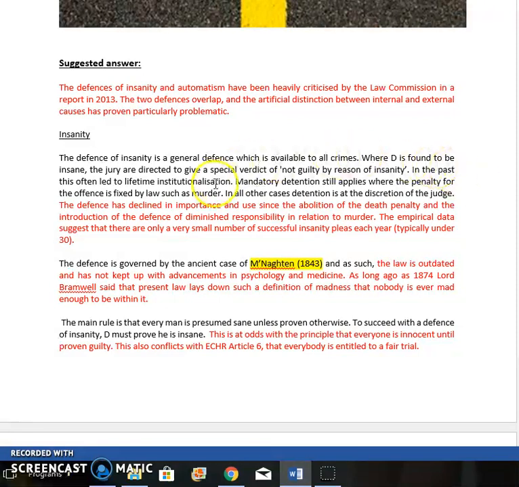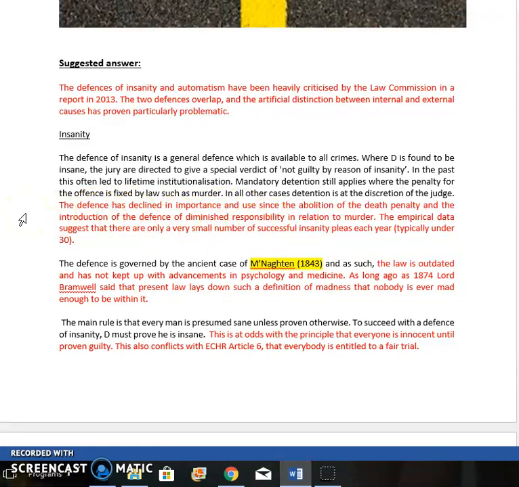I've put here that we still have mandatory detention if it's murder, but in other cases, detention's at the discretion of the judge. Some AO2 points here, these are evaluative or analytical points. I'm pointing out that the defence isn't as important as it used to be because we now don't have the death penalty. We also have diminished responsibility as a defence.